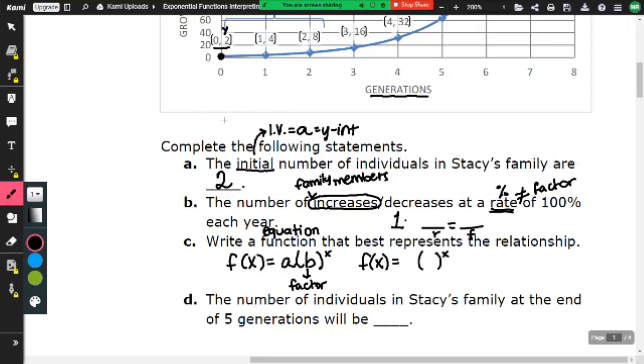Now, which one of these two values are we given? Are we given the rate or the factor? The rate, but they give it to us in what form? As a percent. So if I go from percent back to decimal, which way do I move that percent sign? 1, 2. And it gives us what? 1.0.